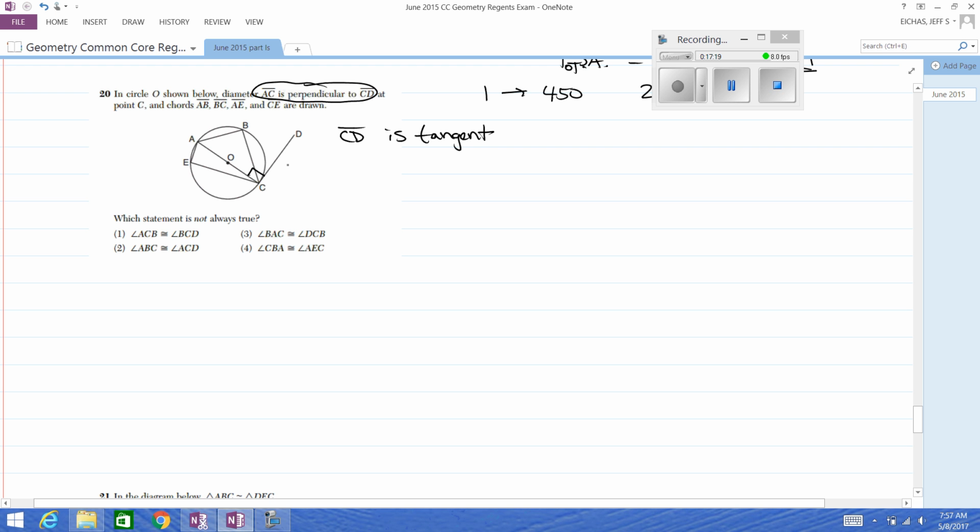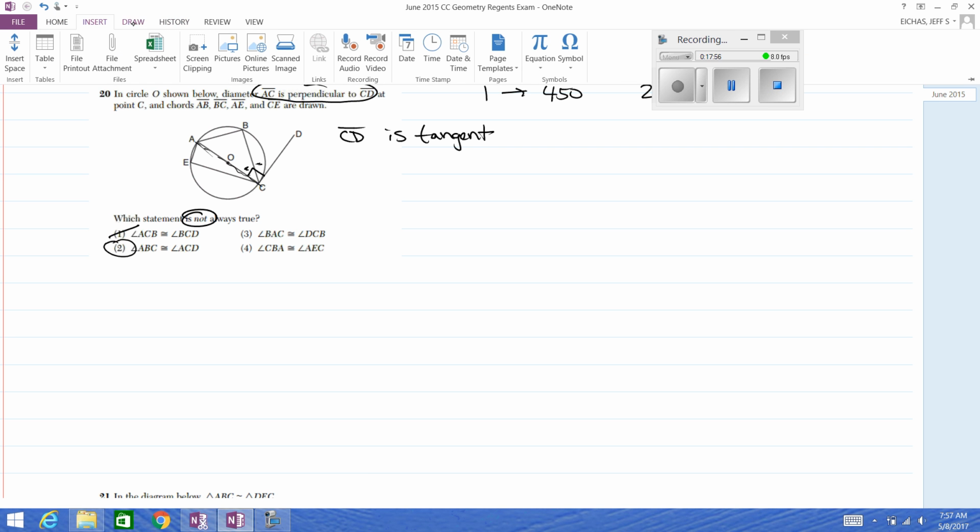Okay, so which statement is not always true? All right, let's go through this. Is ACB the same as BCD? Not necessarily, because if BC bisects this, then yes, but it doesn't. They didn't say that up here, so we can't say that. All right, angle ABC, that's a right angle because it opens up to a diameter. And ACD is a right angle because they're perpendicular. That's the one. Oh, whoops. Sorry, it says which one's not always true. Missed that. Let me back up.